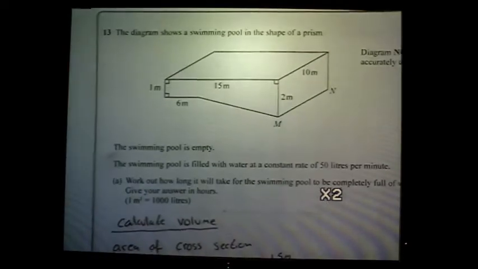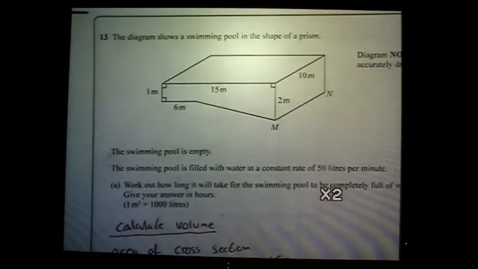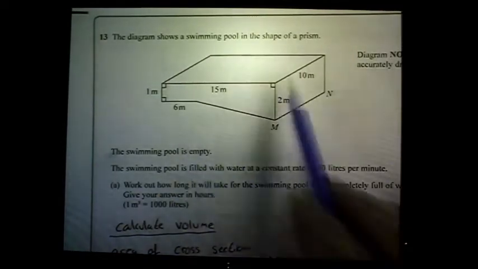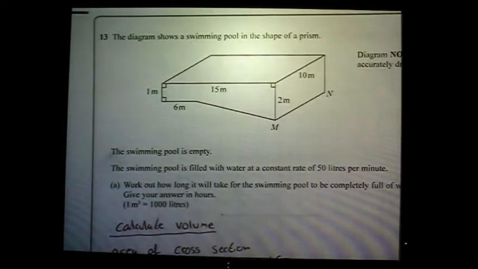Question 13, the diagram shows a swimming pool. I'll zoom in so you can see that pool. It's in the shape of a prism. Prism's just a 3D shape. It's empty, all right, and it's going to be filled with water at a constant rate of 50 litres per minute. We'll deal with that in a minute.